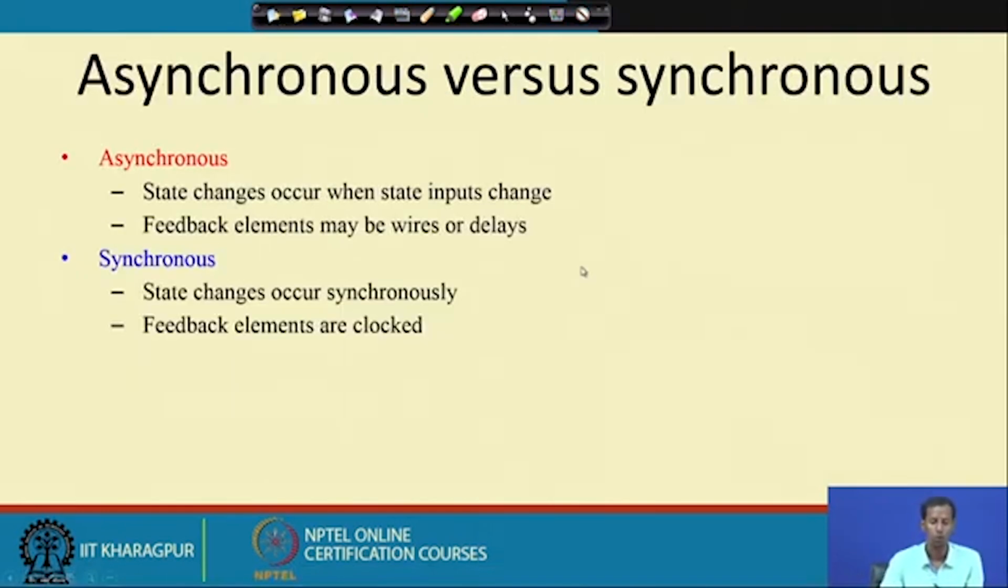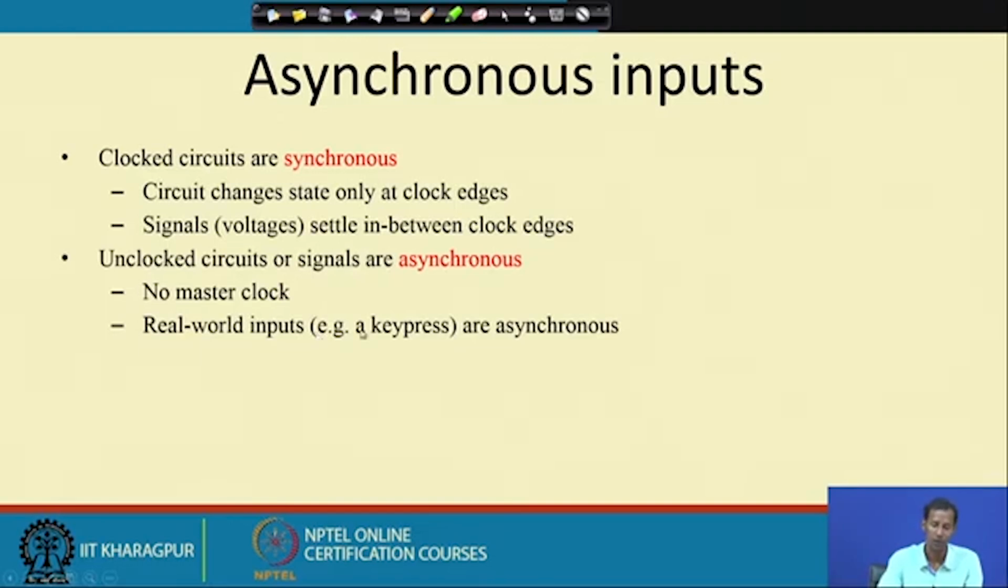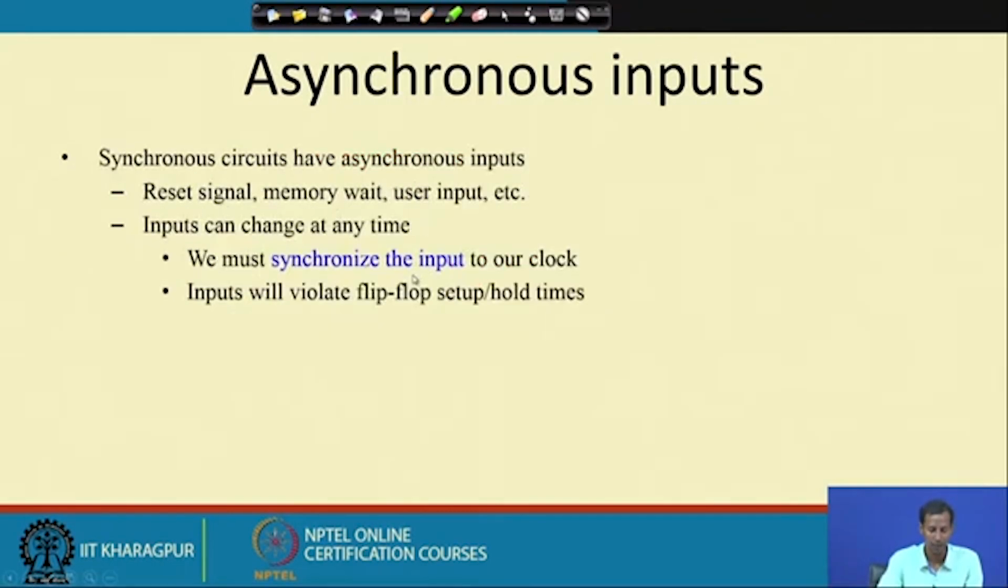Then what is synchronous design and what is asynchronous design? In a synchronous circuit, the state change occurs synchronously and feedback elements are all clocked, whereas in an asynchronous circuit the state change occurs when the state input changes, and the feedback elements may be wires or delays. If we take an example, it will be much more visible to you. A synchronous circuit means the circuit changes states only at the clock edge. Okay, we will take an example of this.